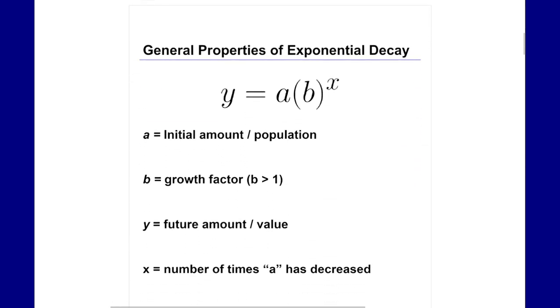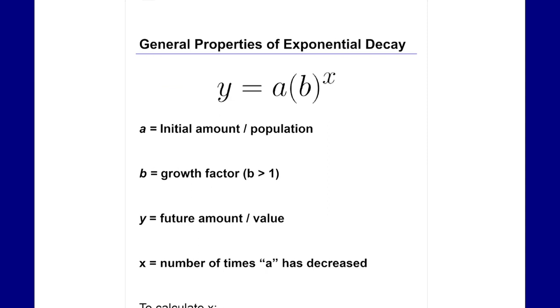Now, in general, the formula looks pretty much identical to the exponential growth formula: Y equals A times B to the power of X. Our X variable is our exponent. We have an initial amount and we have another factor. However, it is not a growth factor. Instead, it is a decay factor.